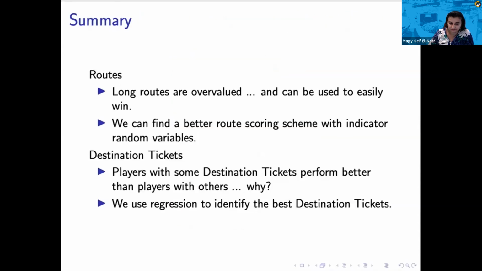So in summary, we've examined routes. We say long routes are overvalued, and we've come up with a better scoring scheme. We've also analyzed destination tickets. Players with some perform better than players with others. Why is that? Again, because the way the destination tickets are currently valued isn't that great, but we can improve that, and we've given you a list of how that should be done.